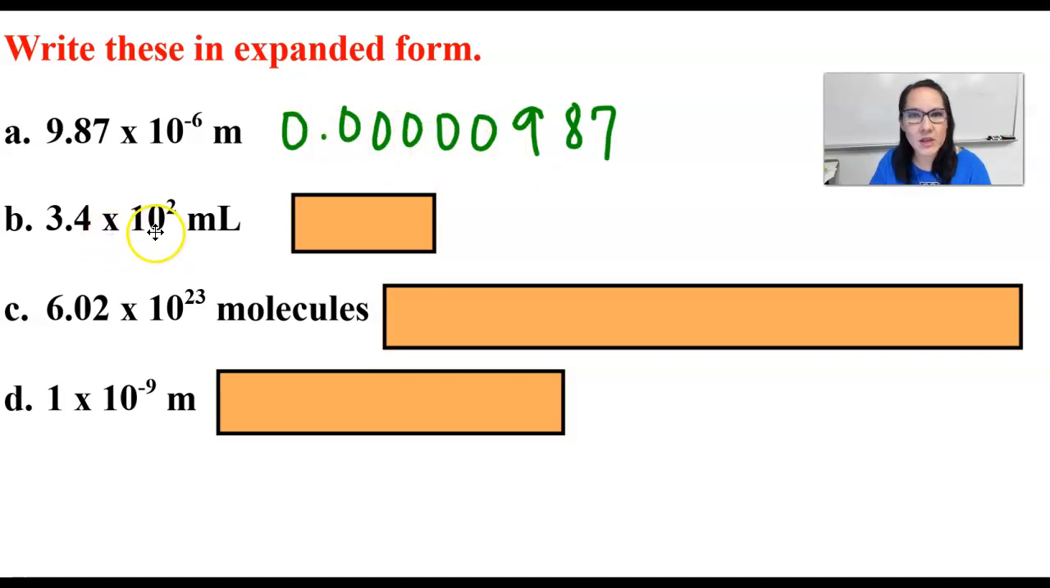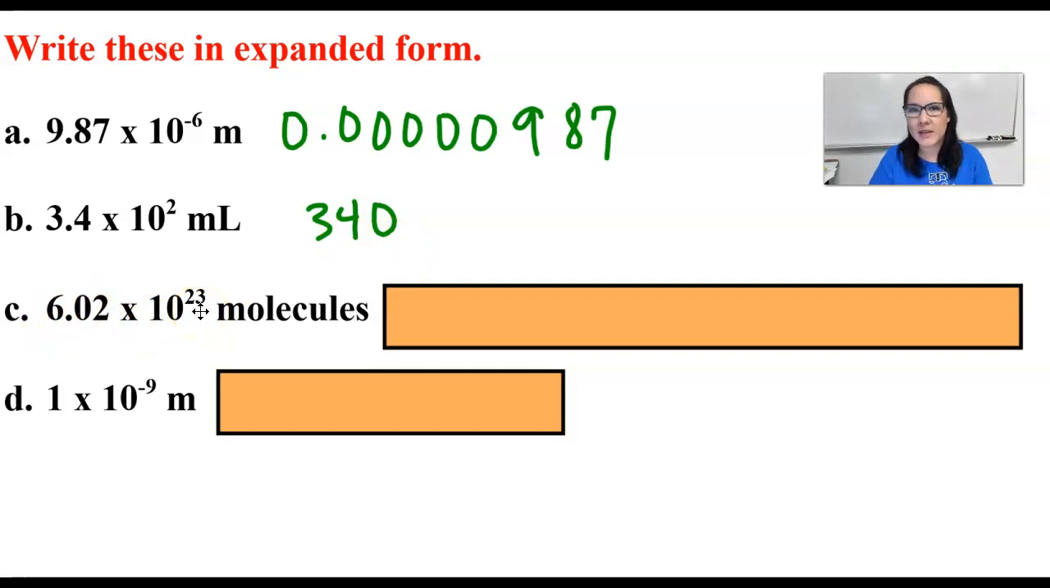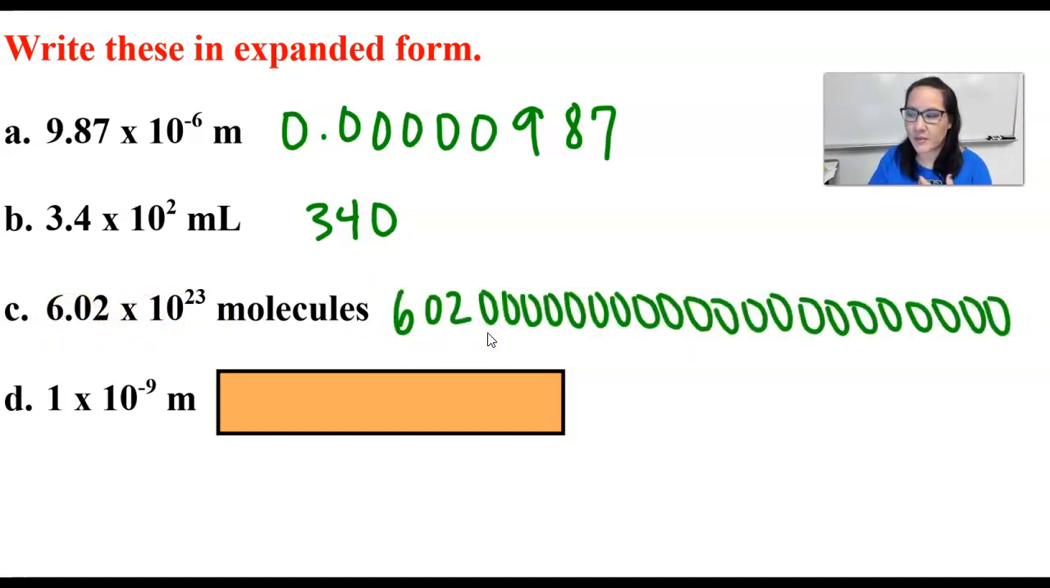All right, 3.4 times 10 to the positive 2. Positive exponent means it's a larger number, so move the decimal to the right to make it a bigger number. So 3.4, if I move this decimal place 2 places to the right, I'm going to get 340, a larger number. 6.02 times 10 to the 23rd. That's a positive 23, which means that I need to make this a larger number. I'm going to move the decimal 23 times to the right, and that's going to give me this very, very huge number.